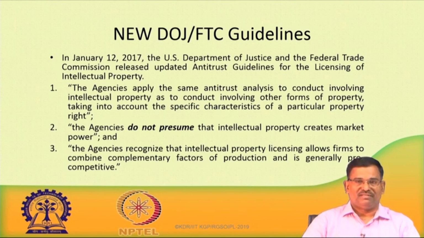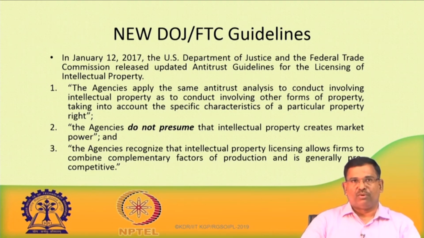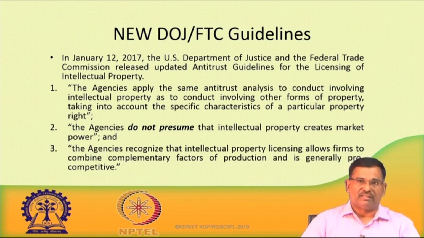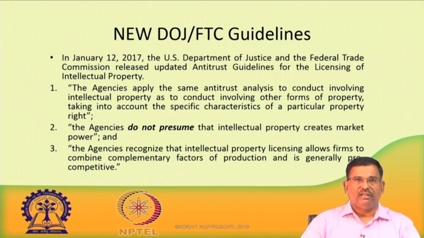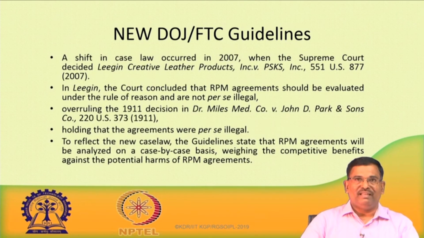So, they changed their philosophy of looking into competition issues, because Dr. Miles was overruled in the Leegin case. We are going to see that particular case. Thirdly, the agencies recognize that intellectual property licensing allows firms to combine complementary factors of production. Yesterday we talked about complementary technologies and supplementary technologies, and the agencies will consider it as pro-competitive. So, the per se rule is not going to be applicable. The rule of reason is going to be applied in these 2017 cases. So, the shift has happened.